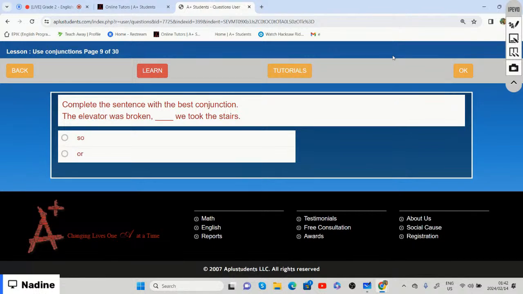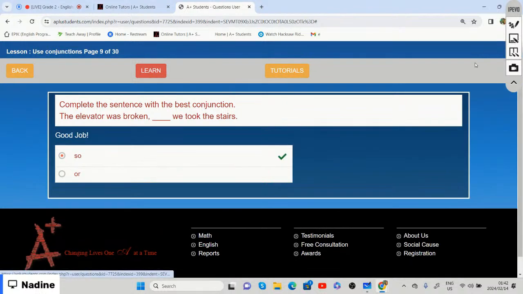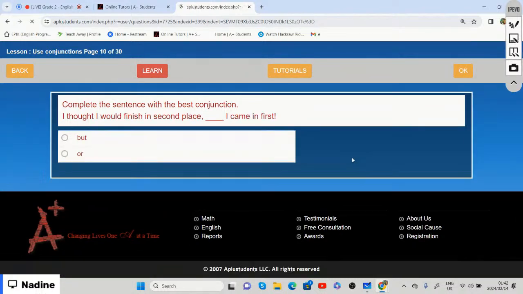All right, so we say the elevator was broken, so we took the stairs. And so is correct. So well done. Let's do the last one.